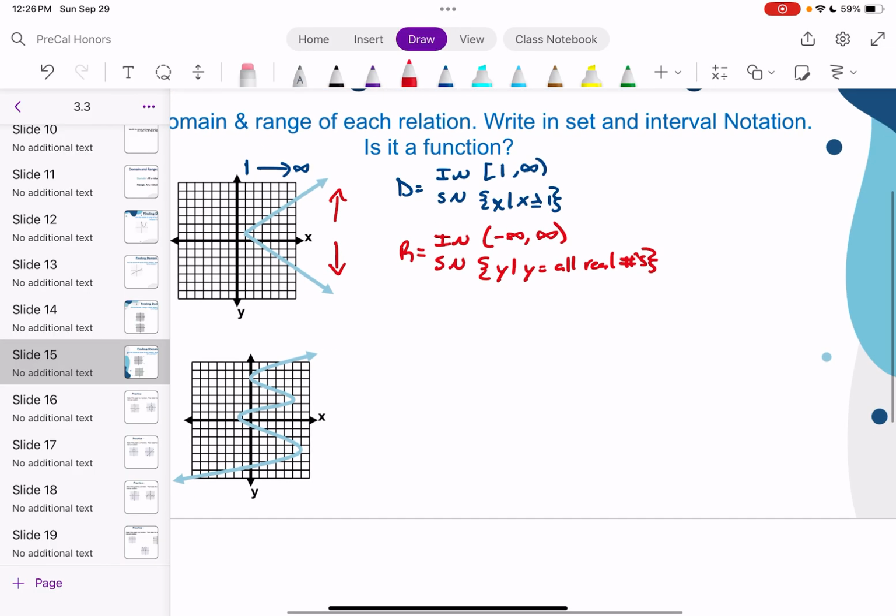When asked if this is a function or not, this would not be a function, because notice, as we insert one x value, as we draw our vertical line test, we are coming up with 2 y values. This is not a function.